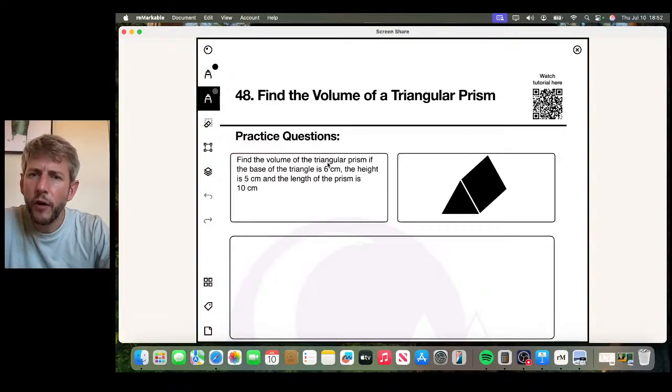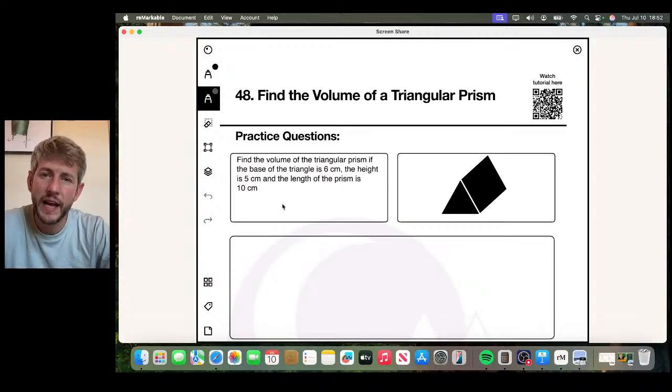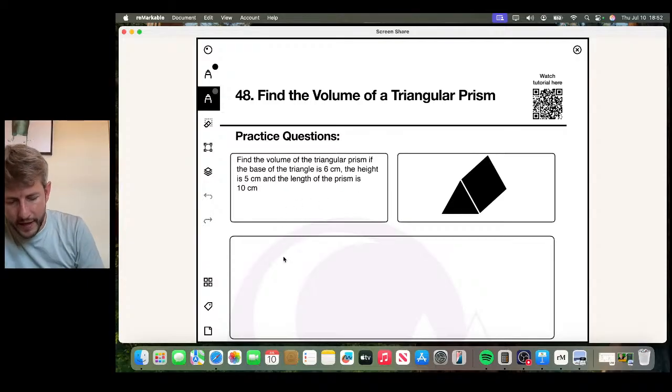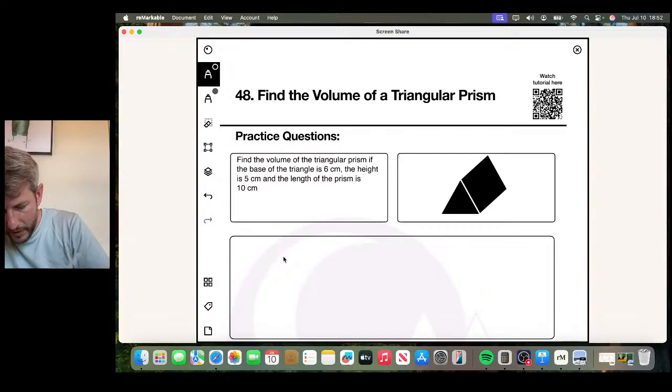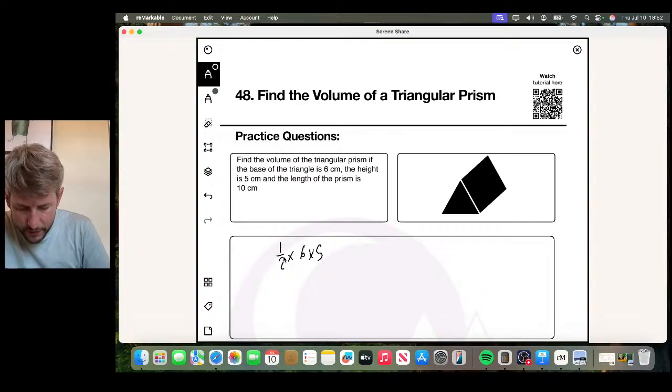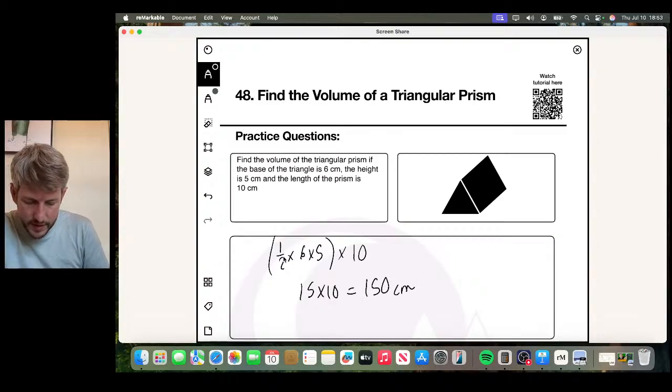Okay, find the volume of the triangular prism if the base of the triangle is 6 centimeters, the height is 5 centimeters, and the length of the prism is 10 centimeters. Okay, so area of a triangle is base times height divided by 2, or half base times height. So the triangle would be half times 6 times 5. And then to find out the volume of the prism, you just times it by the length. So half 6 is 3. 3 times 5 is 15. So we're looking at 15 times 10. And that's going to be 150 centimeters cubed.